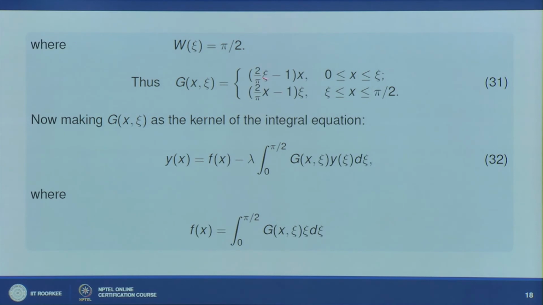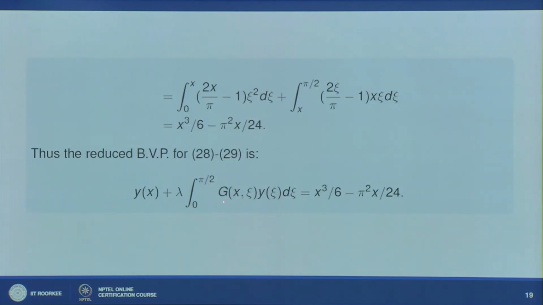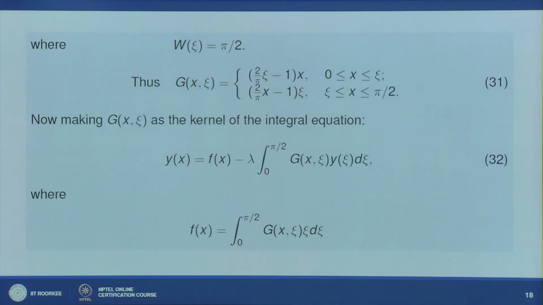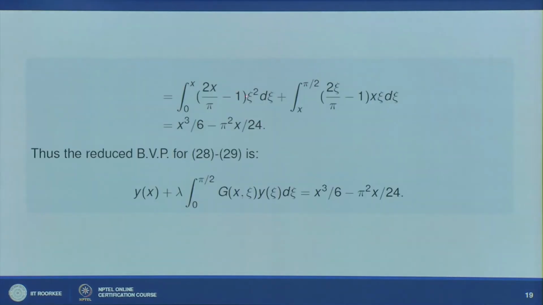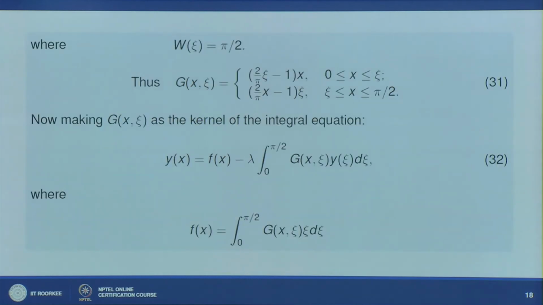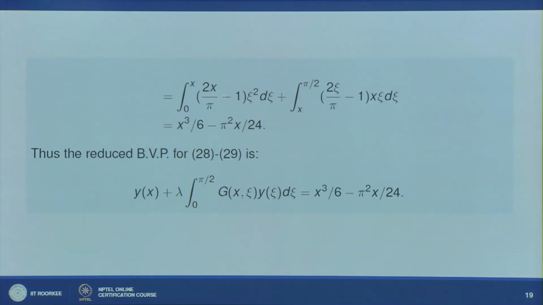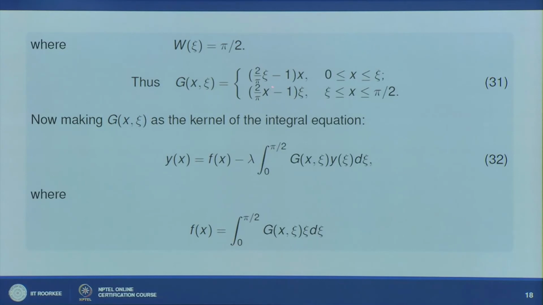So g of x, xi is already given here, so let us calculate this f of x. Between 0 to x, that is xi less than x, we have 2x by pi minus 1 into xi. So use this expression, and for xi greater than x we can use 2 xi by pi minus 1 into x.